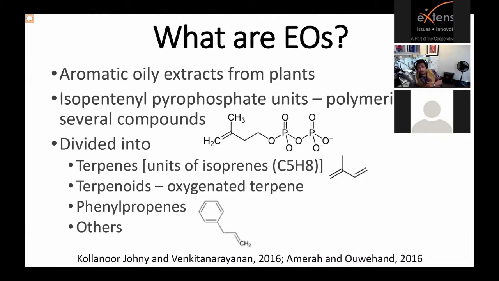So they are really important classes of essential oils. Now, coming to phenylpropenes, you see the structure has a phenyl compound in it. That's a phenol compound in it. The most important examples are eugenol and transcinnamaldehyde. Those are the compounds I work with. Now, you have to understand that terpenoids and phenylpropenes, the second and third classes, are aromatic in nature. And so they are called aromatic compounds.